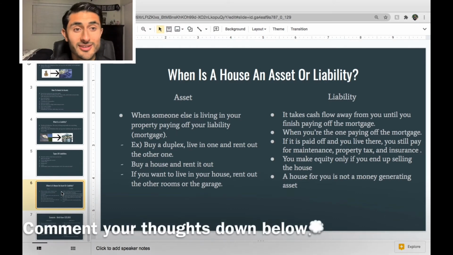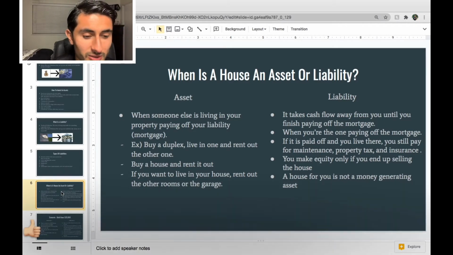So now we're gonna get into the debate of why a house is an asset or a liability. A lot of people think that a house is always just an asset and never a liability, and we're actually gonna break down the reasons why I think, remember this is just my opinion, a house could be an asset and why it could be a liability.